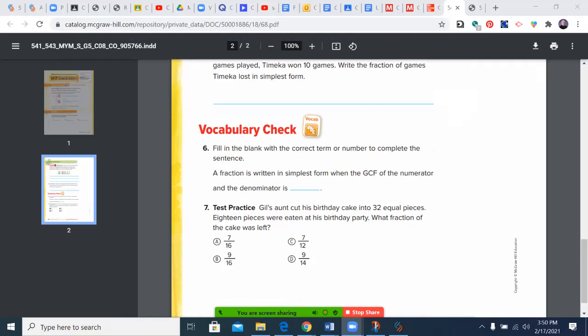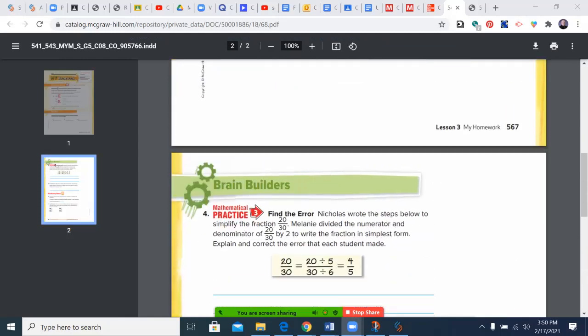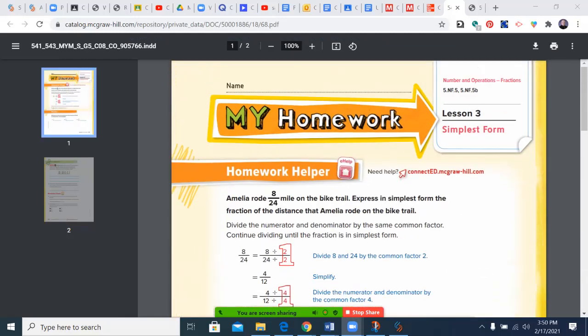Vocabulary check. Remember, the vocabulary is on page 557, and then we have a test practice question. You may submit this by writing your name on the top of both sides and either scanning or taking a picture and sending it to me via text or email. You may turn this paper in your next session in person, or you may go ahead and fill out the Google form.